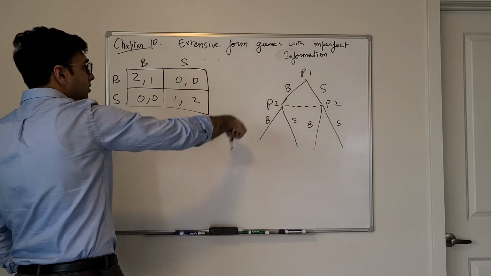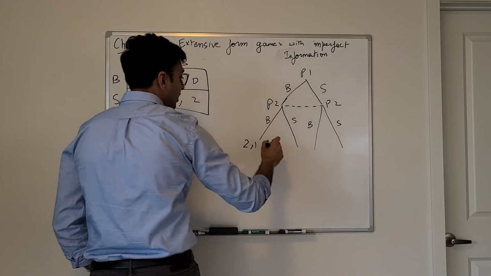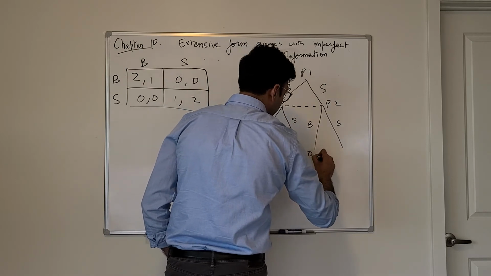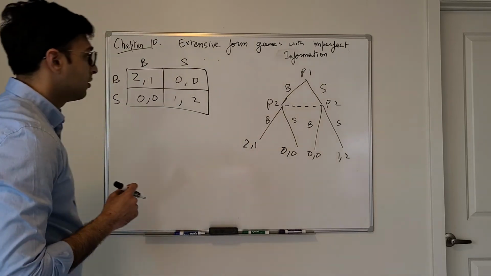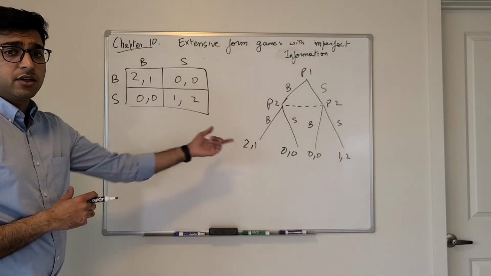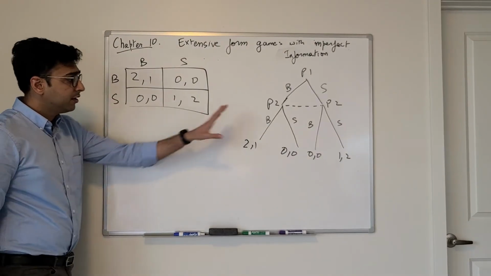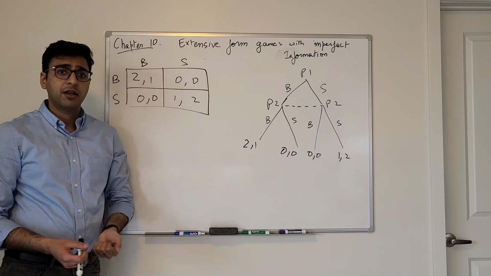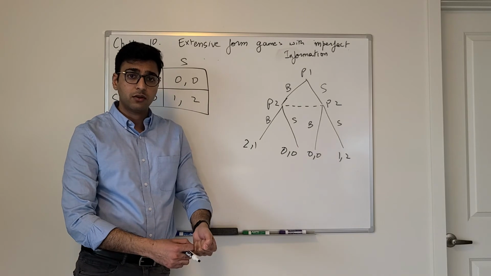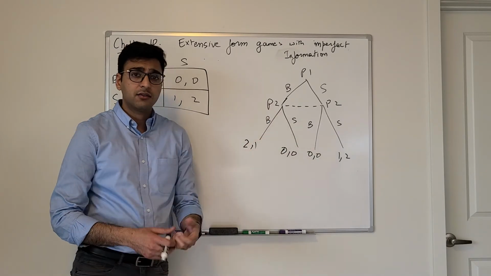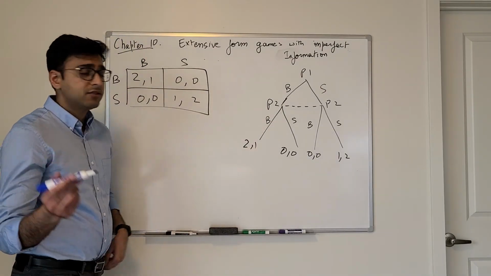And the pairs are: BB is 2, 1, BS is 0, 0, SB is 0, 0, and SS is 1, 2. And these two games are actually equivalent, right? Even though here we have simultaneous moves, here these moves are played as if they're being played simultaneously. Player 1, when choosing between B and S, doesn't know what player 2 has chosen, and player 2, while choosing between B and S, doesn't know what player 1 has chosen. And so, actually, we end up with the same Nash equilibria.